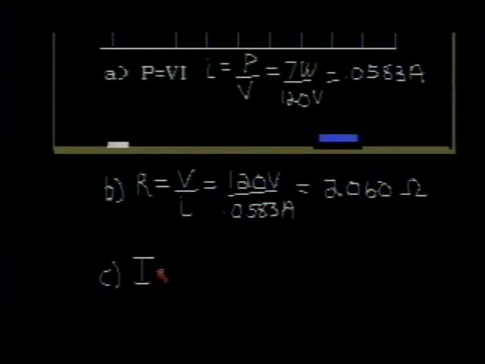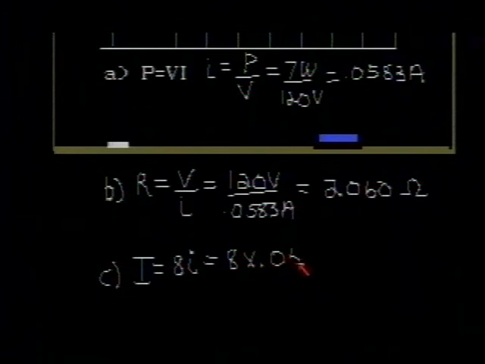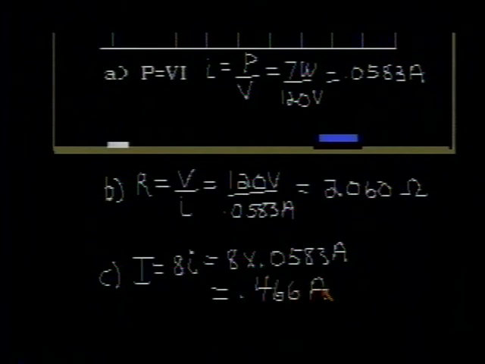This is simply 8 times the current through each bulb, and that is 8 times 0.0583 amps. And this is simply 0.466 amperes rounded to 3 significant figures. So that's the total current I.